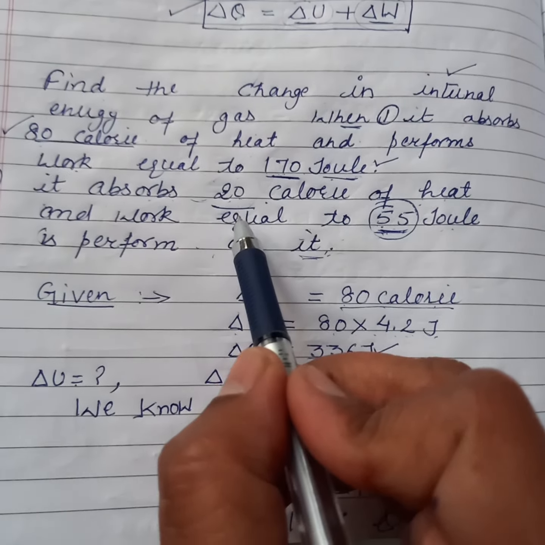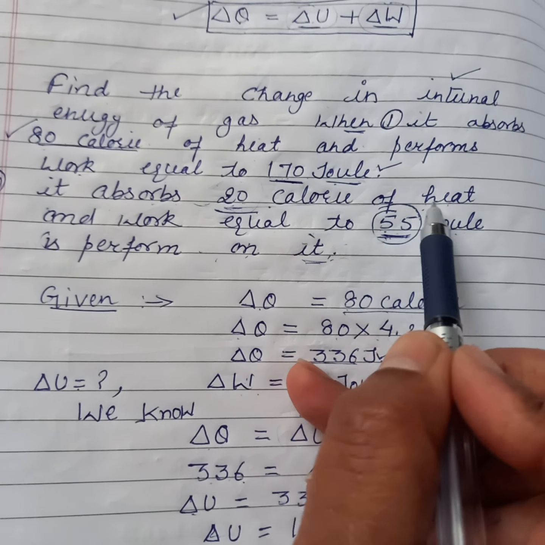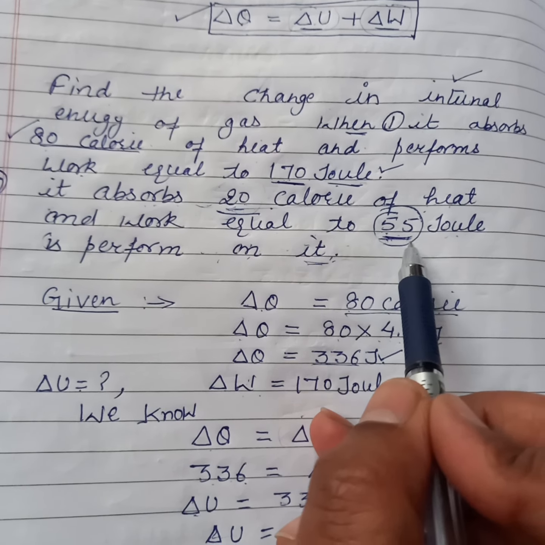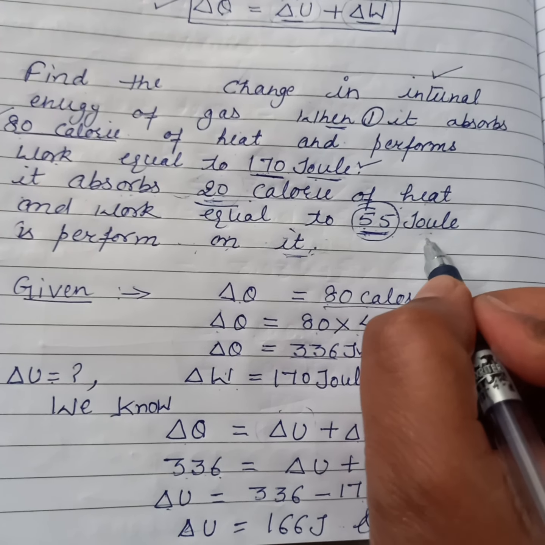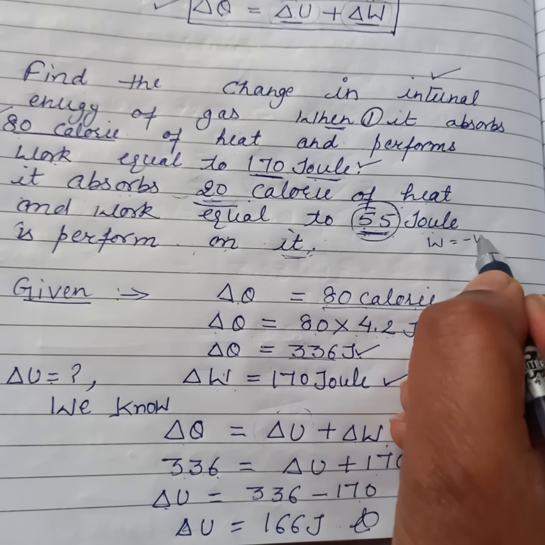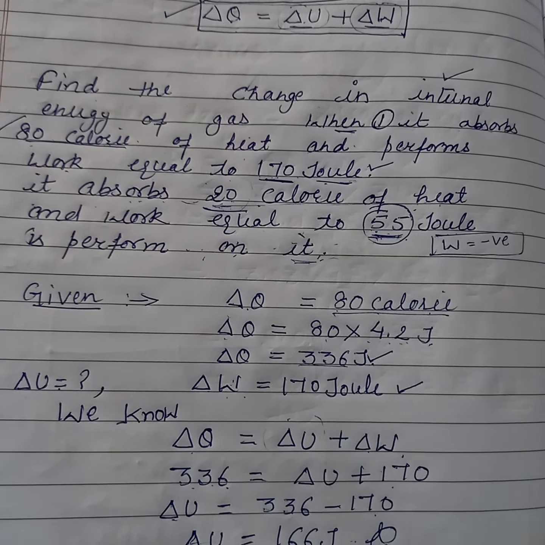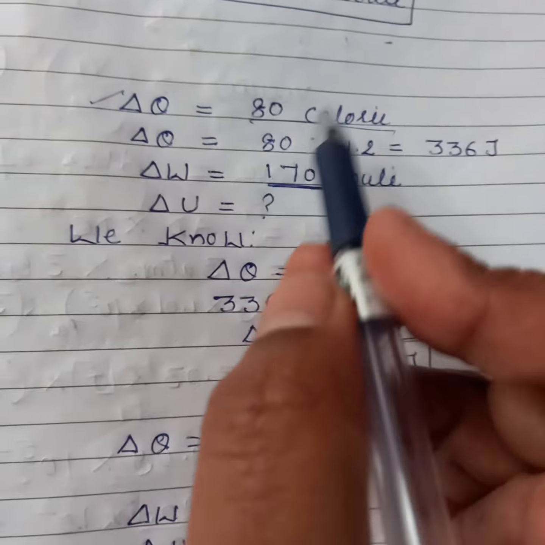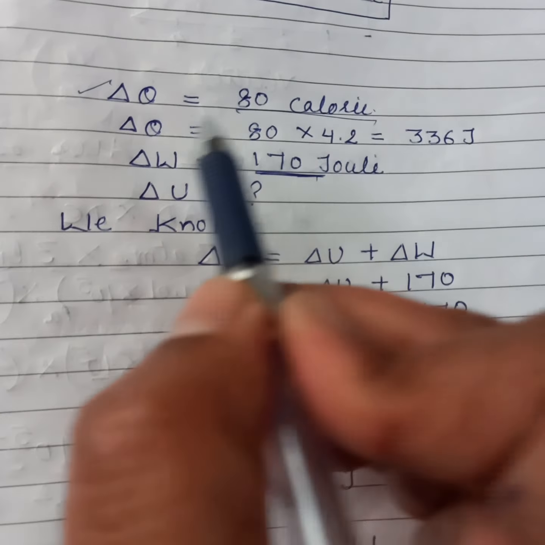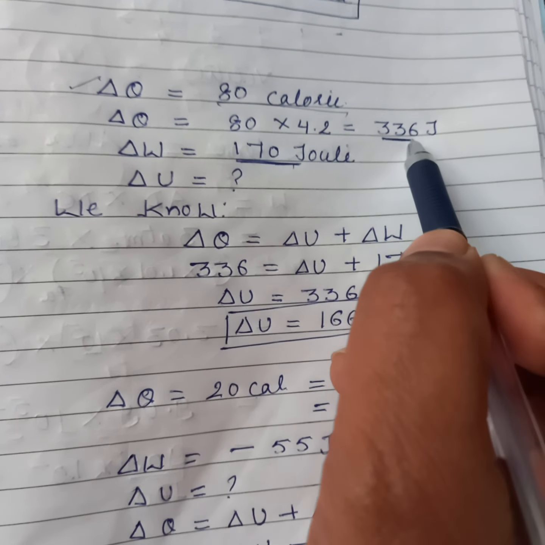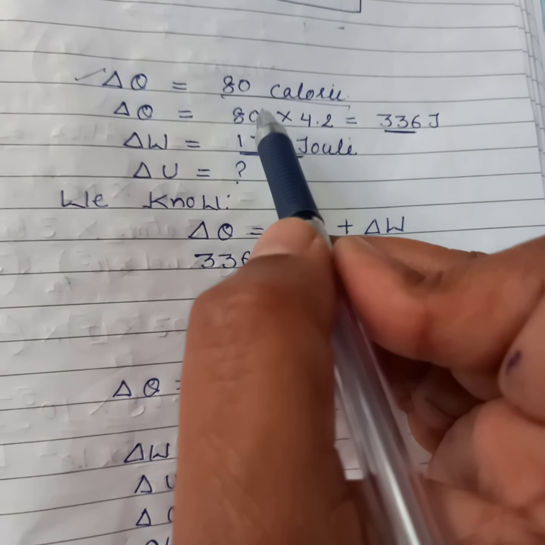Okay. Second part, what are they saying to you? 20 calorie of heat is absorbed, but the work done on it is how much? 55 joule. Meaning here the work sign is negative. Work is done on the gas, so the work sign is negative. So what is given to you here? Delta Q is 80 calorie. So we need to convert the heat into joule.